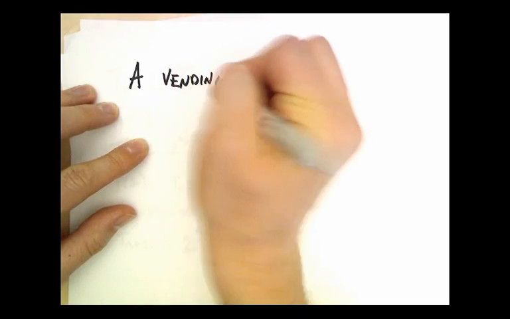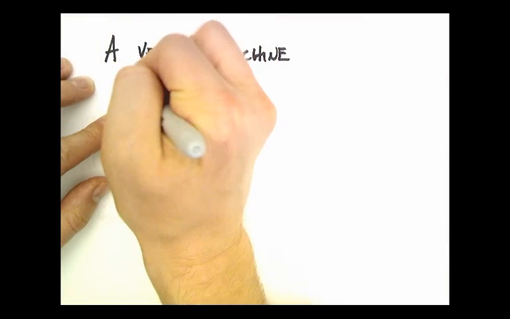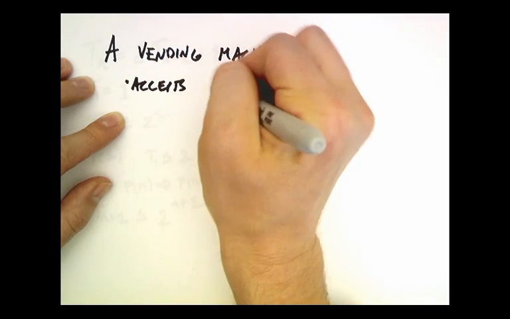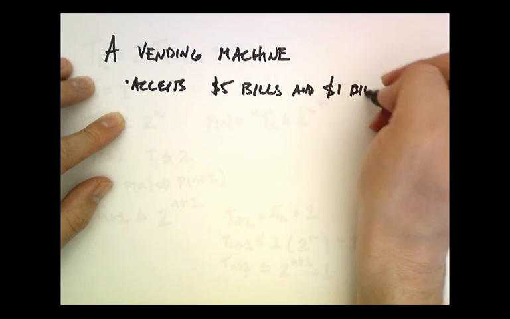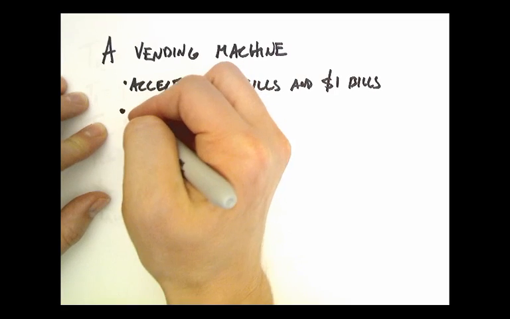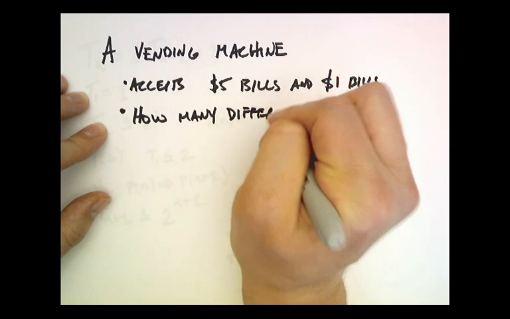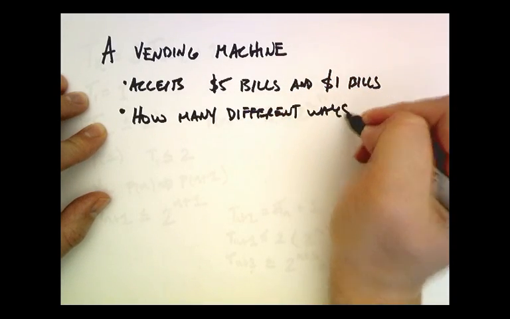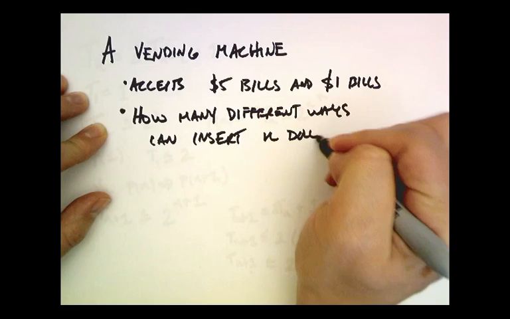Let's do one more example for recurrences. So in this problem we have a vending machine, and it accepts $5 bills and $1 bills. And we'd like to know how many different ways can we insert n dollars into the machine.